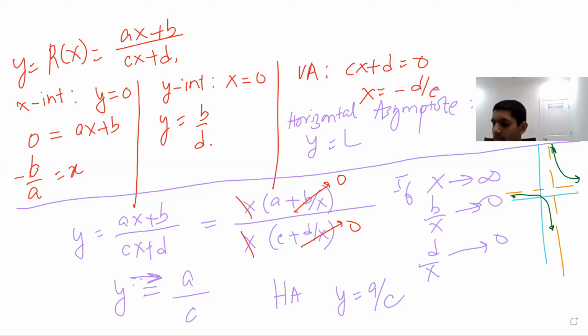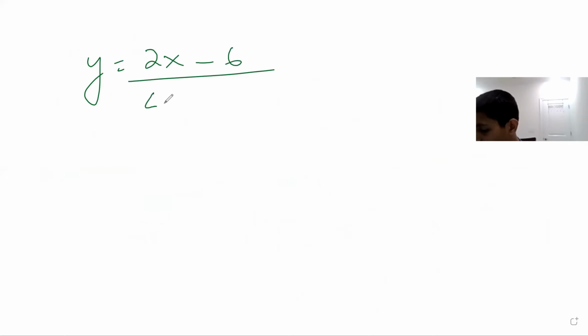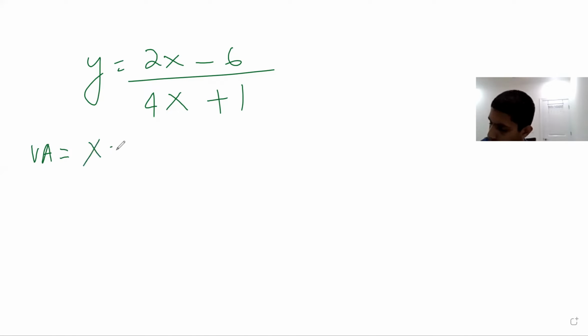Yeah. Let me take a concrete example. y equals 2x minus 6 over, let us say, 4x plus 1. Now tell me, can you find the vertical asymptote? Yeah. Tell me what is the vertical asymptote. Minus 1 over 4. Very good.